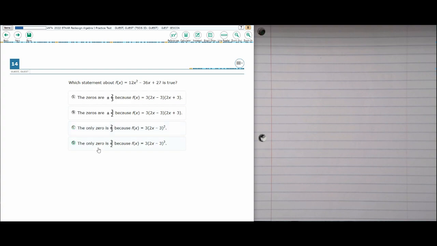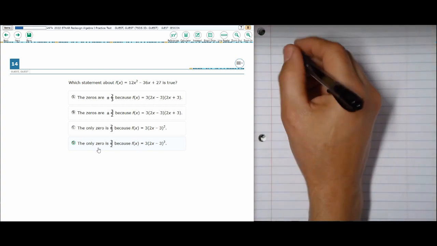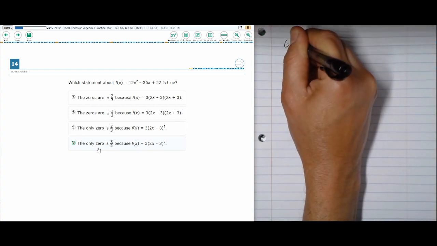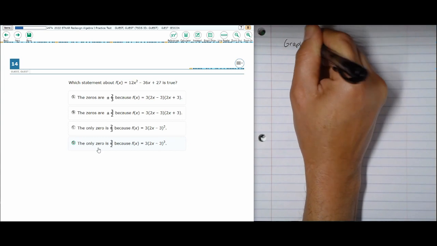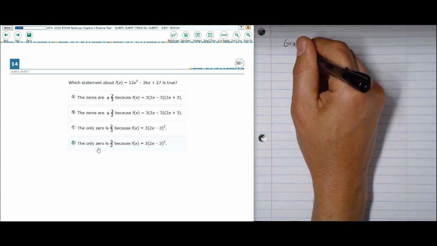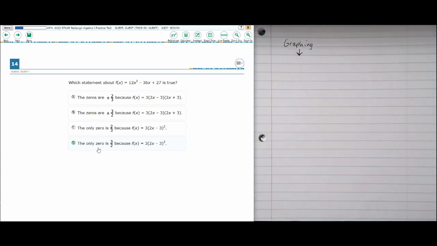So I'm going to write this down. If you get one like this, I think that graphing is the easiest way to determine which answer is correct. So we're going to do graphing. So let's go ahead and do that.